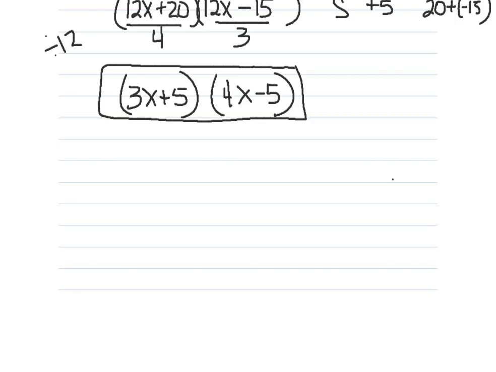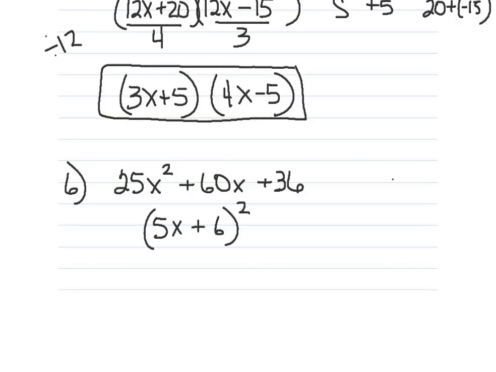Number 6, on your own. 25x squared plus 60x plus 36. Go ahead and hit pause, factor this trinomial, and then check your answer. Okay, you should have recognized that this is a perfect square trinomial, and so the factored form would be 5x plus 6 squared.